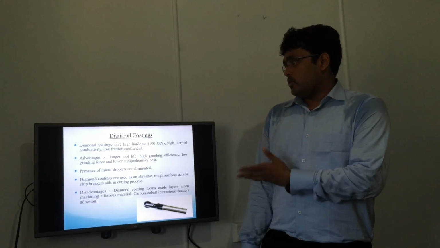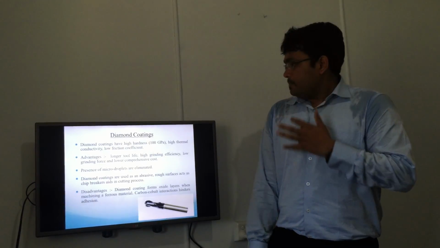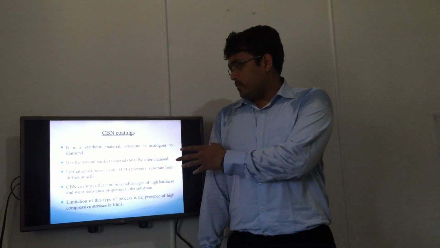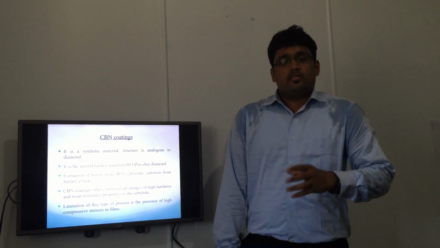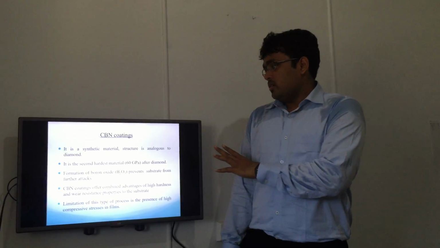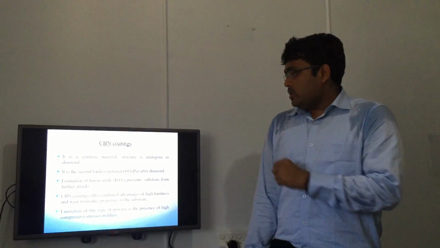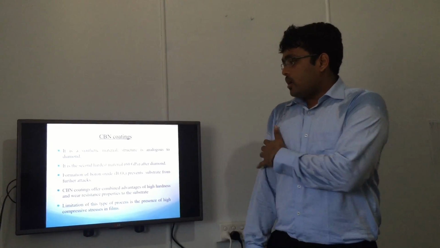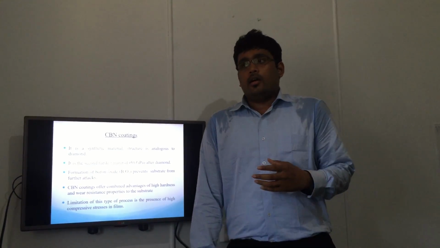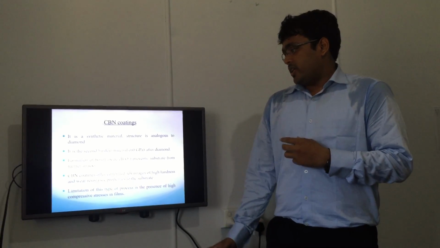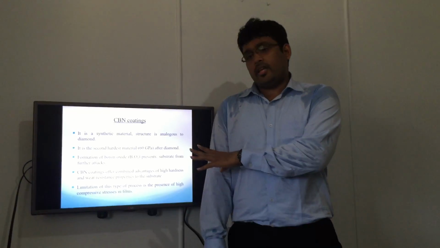And then moving on to the next coating, CBN. It has a structural analog to that of diamond, and it has a strength of 60 gigapascals. In this technique, a high level of elemental boron is needed, because the boron forms boron oxides and prevents the surface from further attacks.